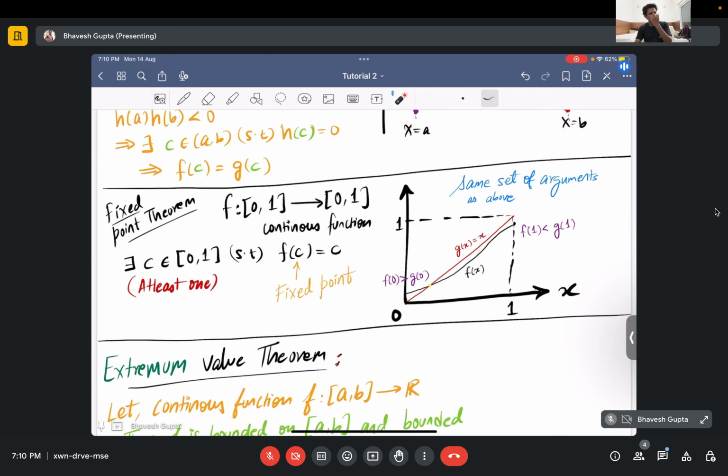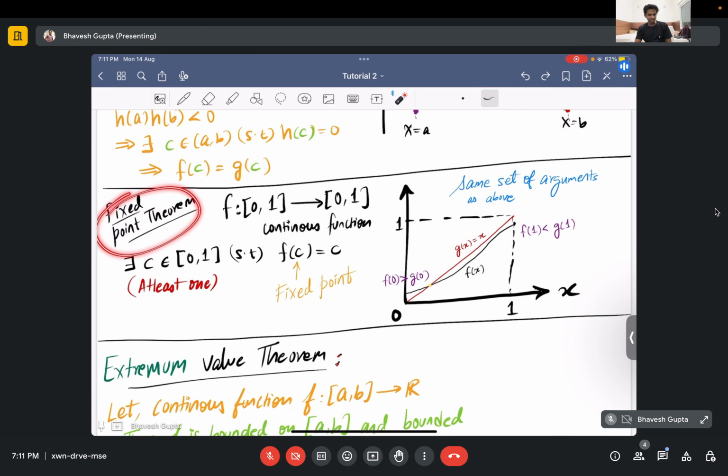This f of x function can be any general function, but the idea is that the second function which we have taken here is a linear function, which is g of x equal to x. And the idea why we are saying this is a fixed point, because the definition of the fixed point is this, in which the input is same as output. This is the definition of fixed point.